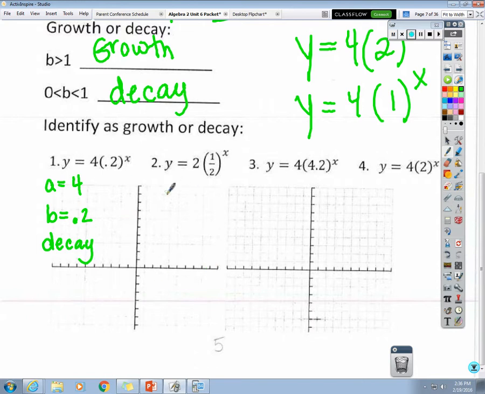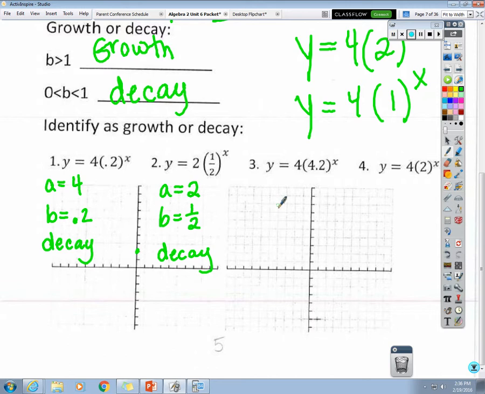Okay, what about number 2? What's the A value? 2. So the start value is 2. So that means the y-intercept is going to be 2. What's the B value? 1/2. And is it a growth or decay? Decay. Okay, it's between 0 and 1.